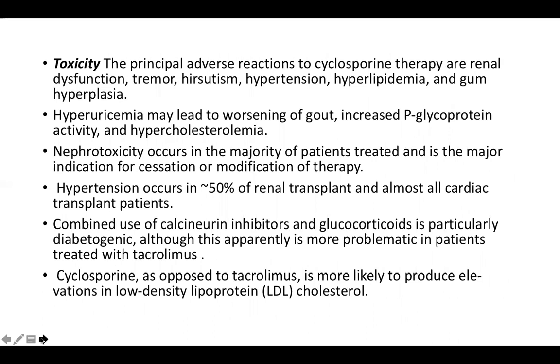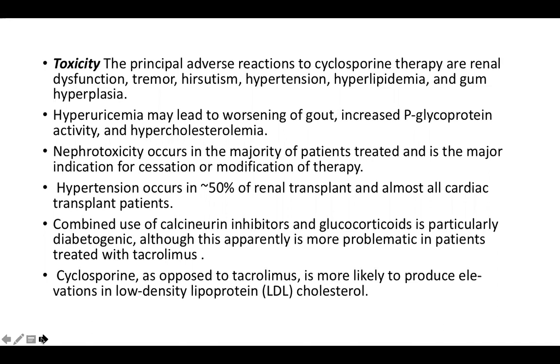Okay. Toxicity. The principal adverse reaction of cyclosporine therapy is renal dysfunction. It just destroys your kidney. And tremors, hirsutism, that means hair will grow everywhere. Hypertension, hyperlipidemia, gum hyperplasia. Then hyperuricemia may worsen. With hyperuricemia, uric acid concentration increases, which will cause gout, gouty arthritis. Then it causes increased P glycoprotein activity, then hypercholesterolemia. Nephrotoxicity is one of the severe problems. Nowadays, many patients have nephrotoxicity. As a result, patients will die. The kidney will go off.